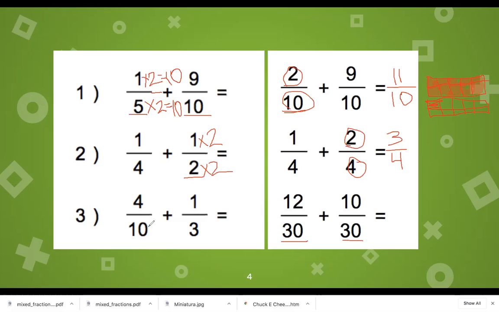Okay, so what do I do to 10 to get 30? Well, I multiply 10 times 3. So whatever I do to the denominator, I have to do to my numerator. And then, so that's 4 times 3, and that's what gave me 12. And then 3 times 10 gave me 30. And so 1 times 10 is 10. And so that's how I got the 10 over here. So then 12 plus 10 is 22. And so my answer is 22/30.